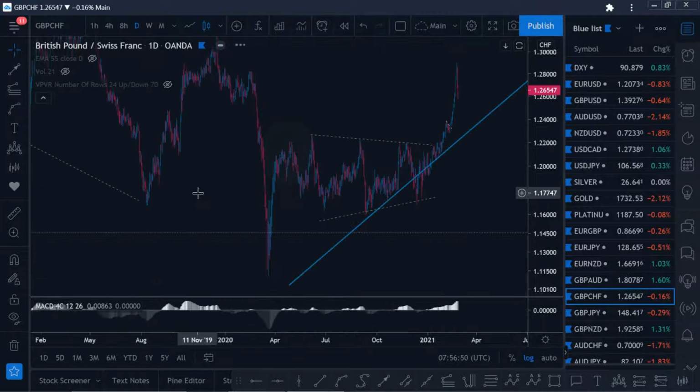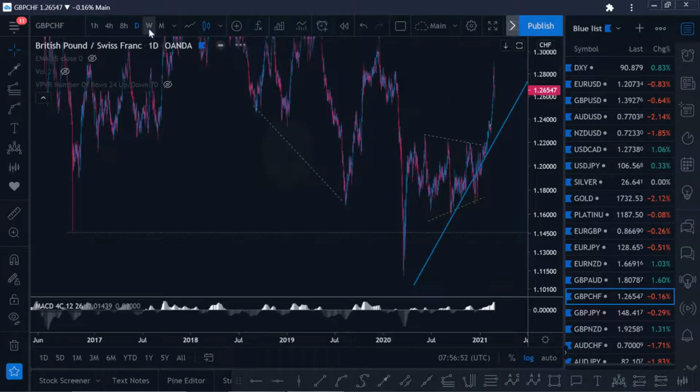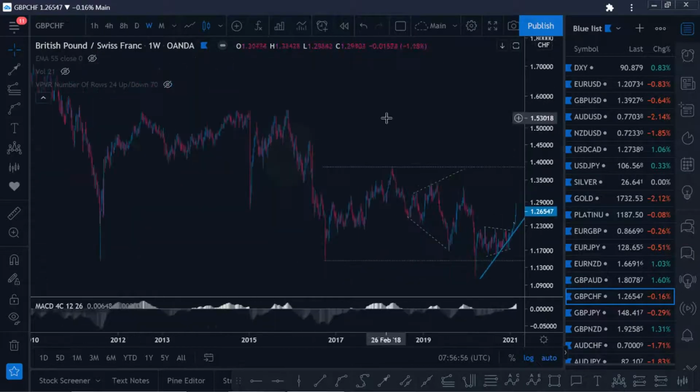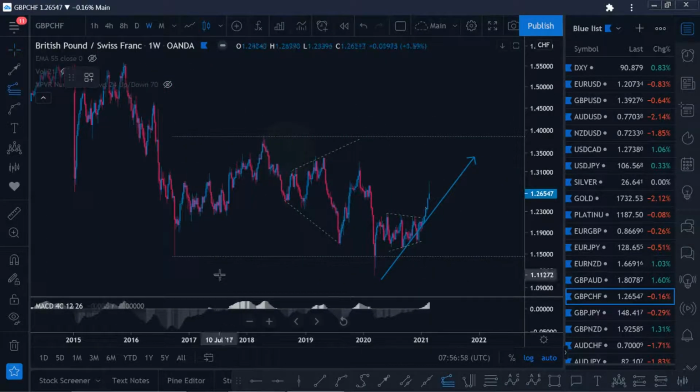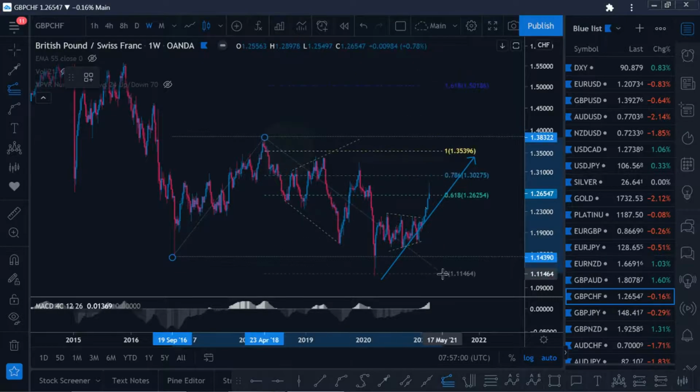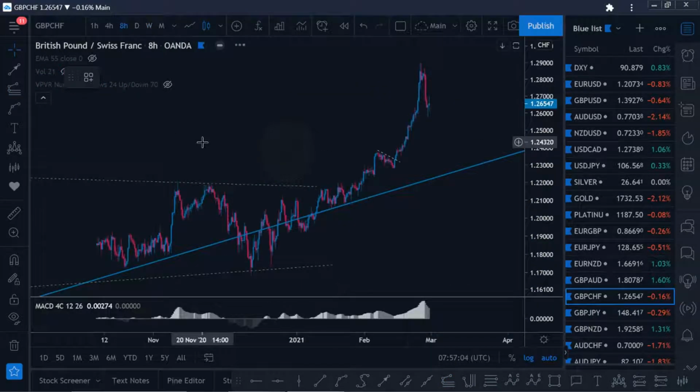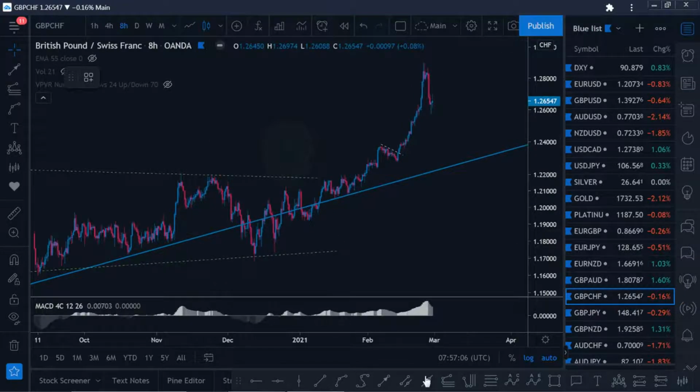Same with the pound Swiss. Pound Swiss touched on its highest, or right at the top of the target, looking like a really extended wave. If we can see, we're touching on that 0.786 region. And when we go into the lower time frames, you can just see how overextended this wave is. So I'm still looking for shorts on the pound Swiss.